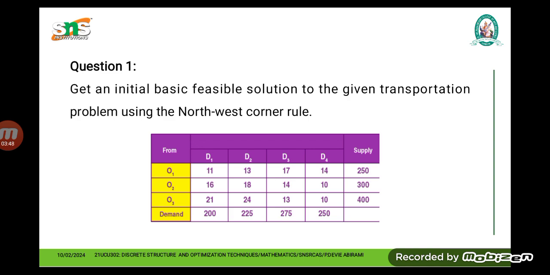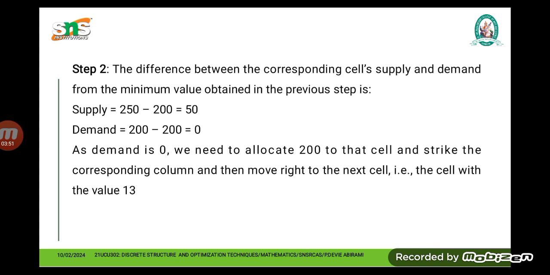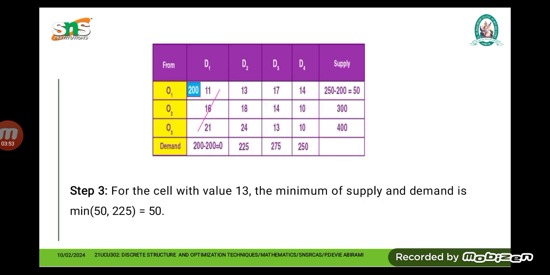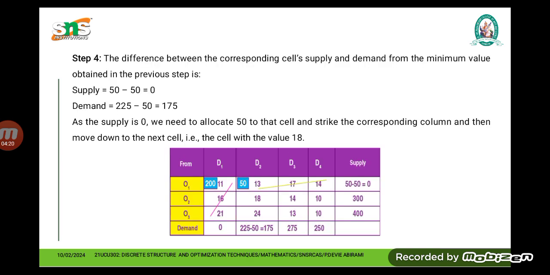So my problem will become: my allocation is 11, 200. In supply 250 is reduced to 50. In demand 200 is reduced to 0. My second northwest corner has the value 13. While comparing supply and demand, my supply 50 is minimum when compared to my demand. So I am going to cross out the row and subtract 50 from 225. We will get the value 175.